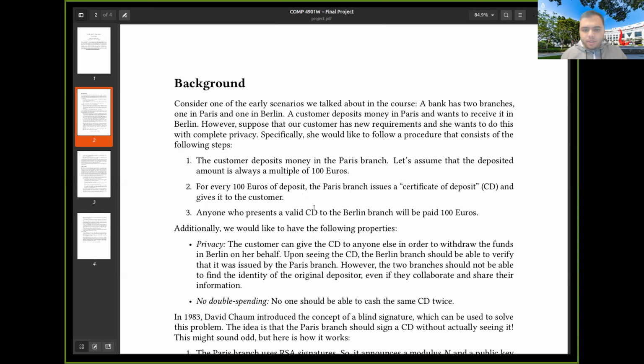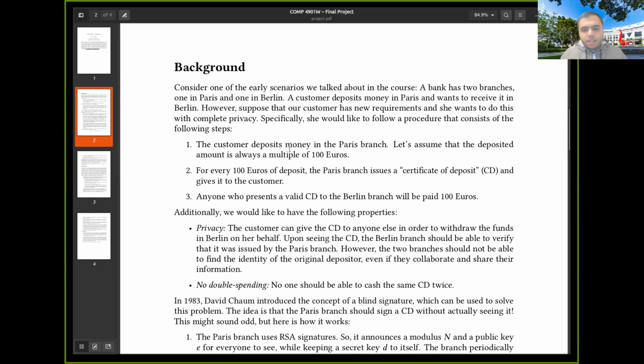Now, the way this thing works is that the customers can deposit money in the bank. And whenever they deposit money, they always deposit multiples of some specific amount. So, for example, they always deposit multiples of 100 euros. And the idea is that whenever we do a deposit, we want to have a certificate of deposit that shows that we have actually deposited the money. And then we should be able to give this certificate of deposit to anyone else. And then that person should be able to withdraw the money. Okay.